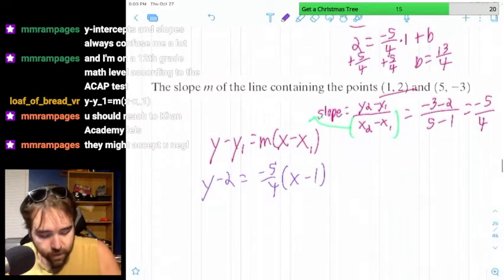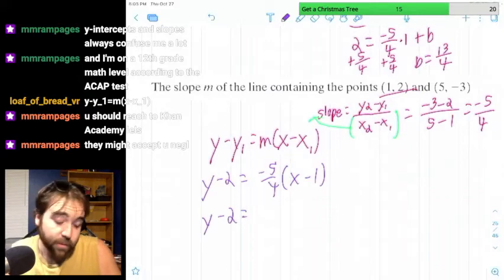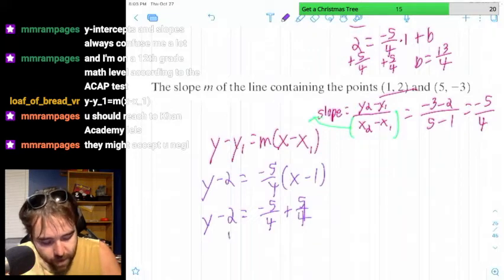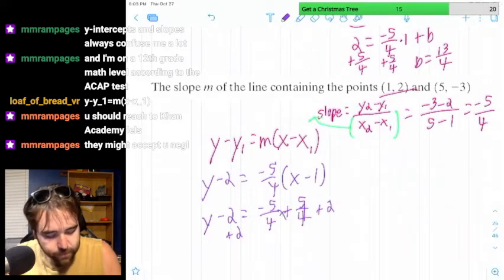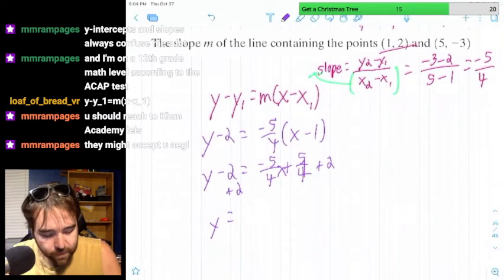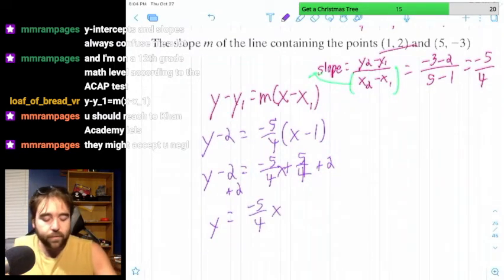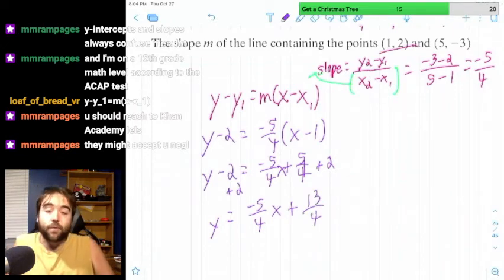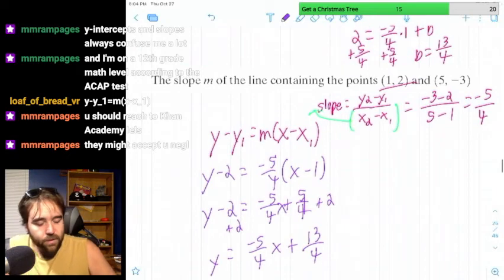If we wanted to, we could make it better, maybe we could put it in slope-intercept form by cross-multiplying and then adding the 2 to both sides. But look how it's basically the same thing we did last time. We end up with that negative 5 fourths x and then plus 5 fourths plus 2, which is what we said was 13 fourths. But just look how much quicker that is.